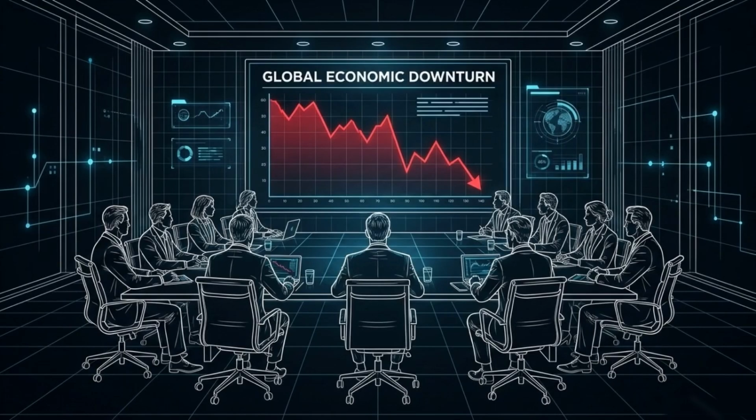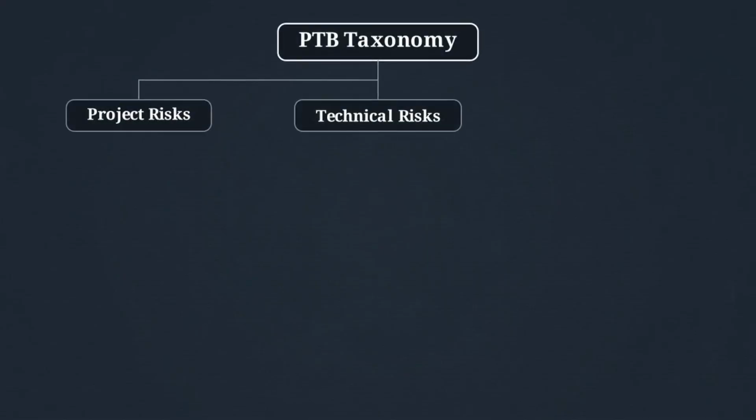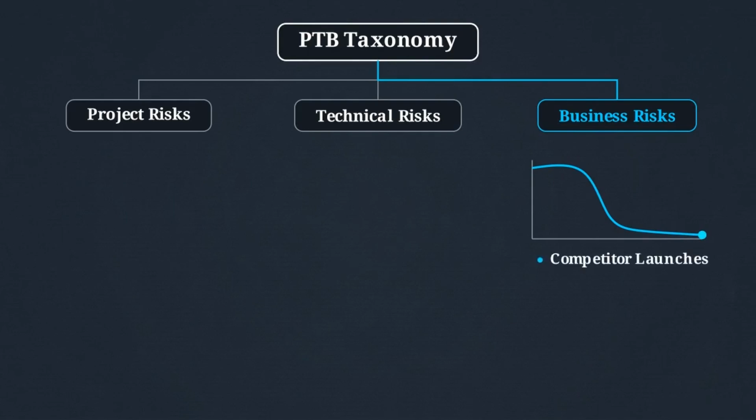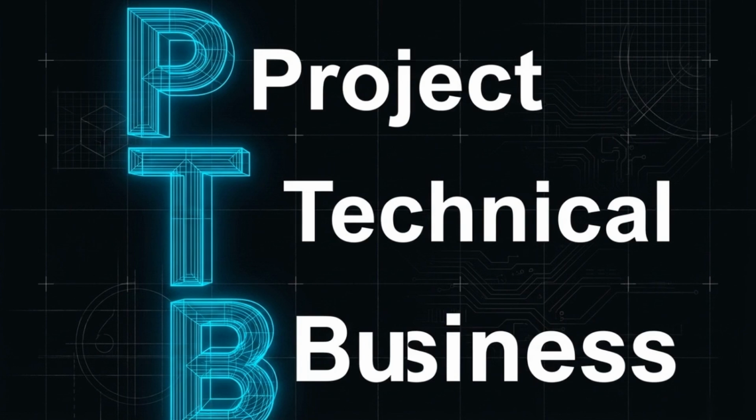The final domain operates entirely outside the development team's control: business risks. These threats target the external market viability of the software. Even if the technical execution is flawless, business risks can kill the product. This happens if a competitor launches a similar product first, market demand suddenly decreases, or a client withdraws funding halfway through development. For university examinations, rely on the PTB acronym: Project, Technical, and Business Risks.